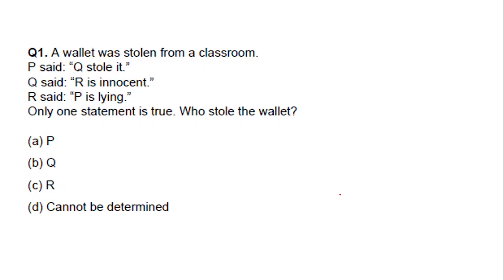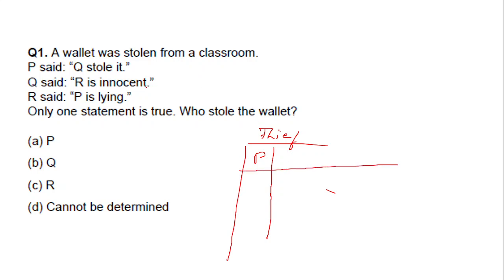Okay, so I'll just put a simple table here. For example, what if P is the thief? So who stole the wallet? So I'm just writing here thief. Who is the thief? I'm assuming that P is the thief in first case. Okay, so like that I'll assume Q is the thief, R is the thief, and we'll verify. First we'll go according to P. What if P is the thief?